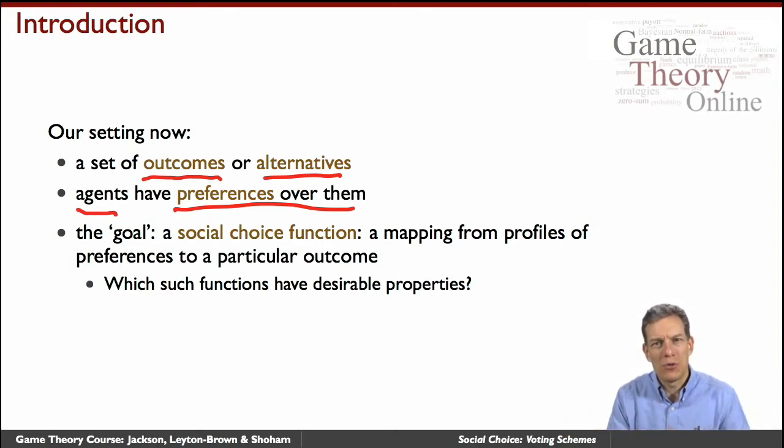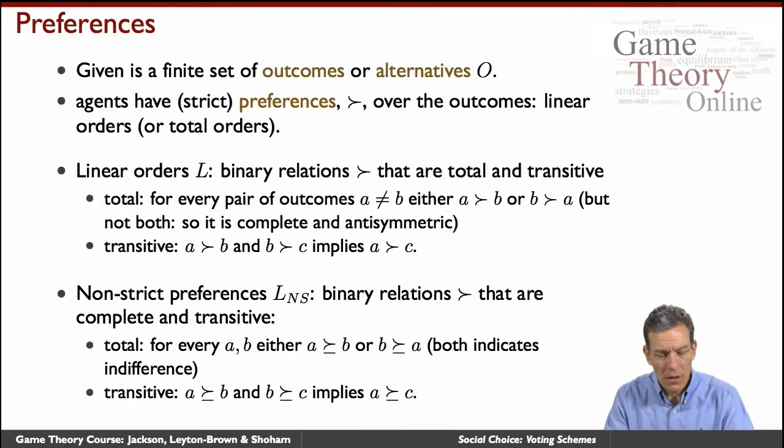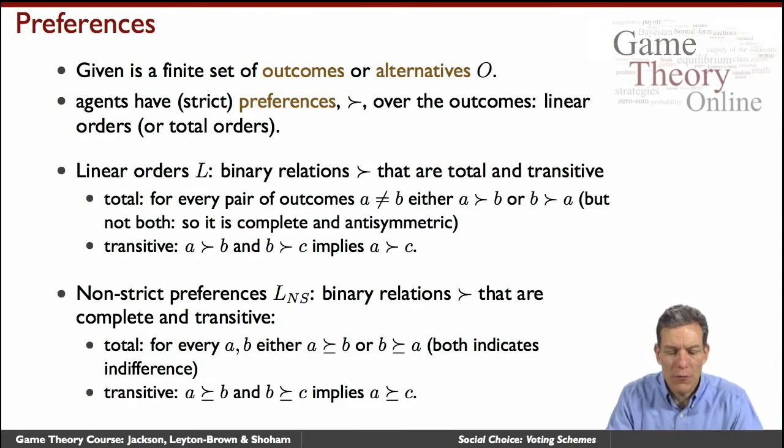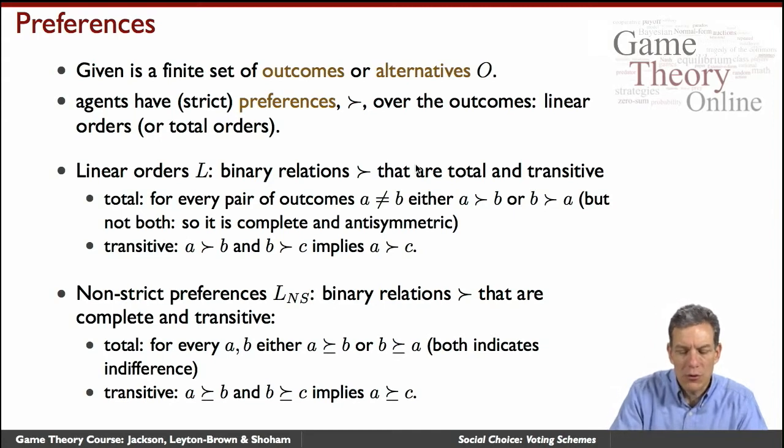But for now, we're just going to look at the function itself and say, okay, there's a set of ways in which these things can be mapped, and then later we'll ask which ones can actually be achieved, or how they can be achieved, and so forth. Okay. So given is a set of outcomes or alternatives. That's going to be the set O.